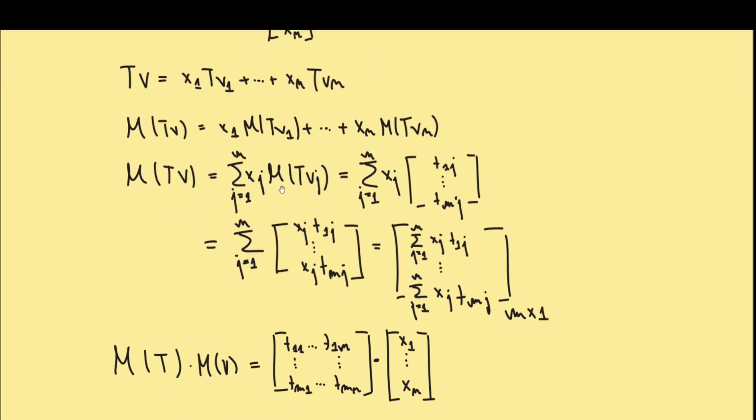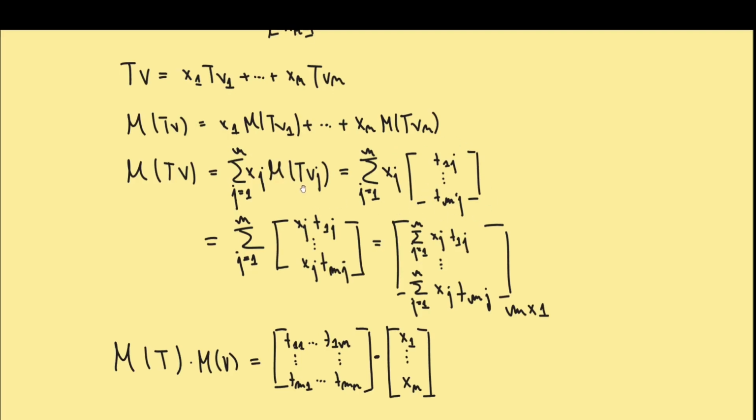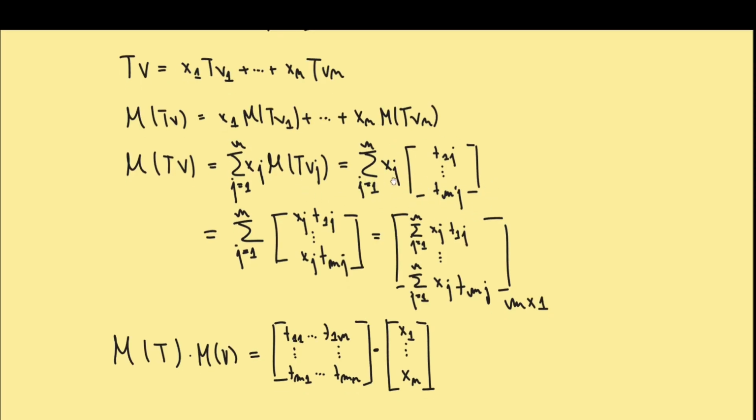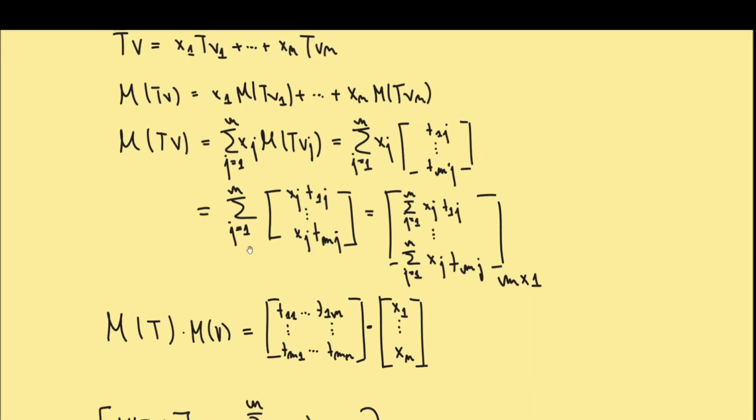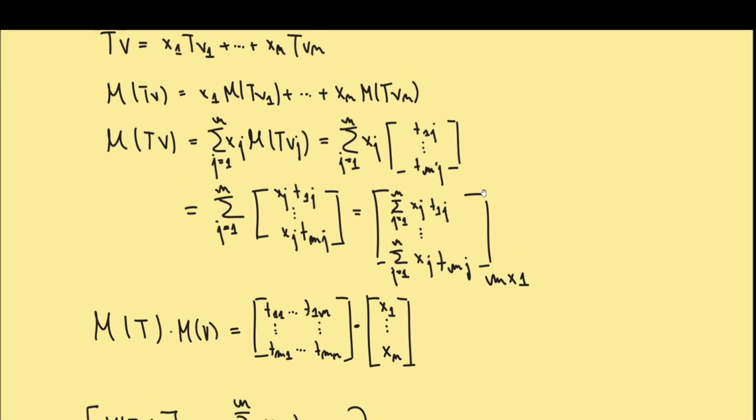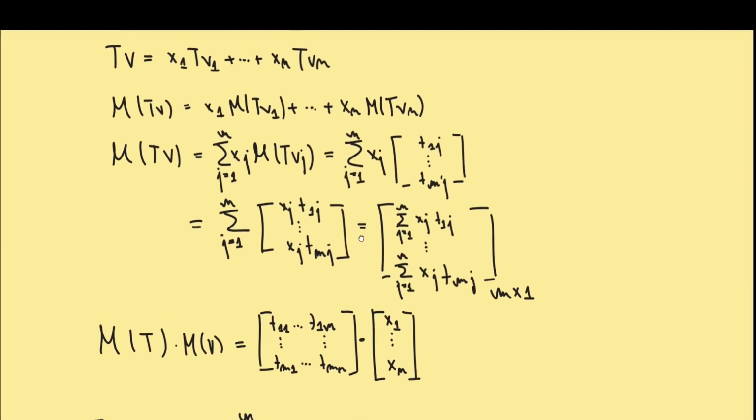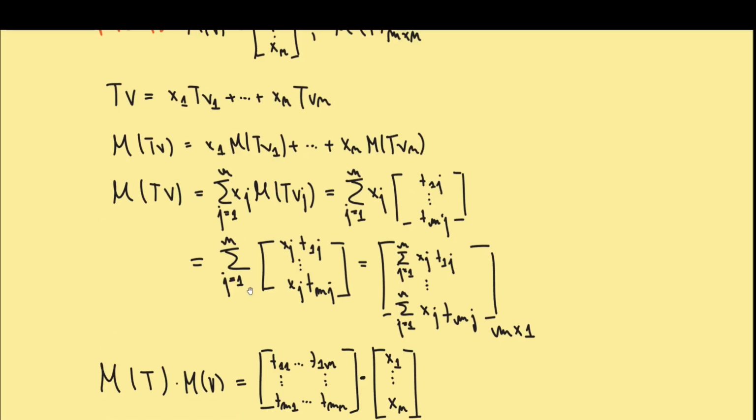So now each of these is of this form. So it's the jth column. The jth column looks like this, and we add up all of this. So I multiply my appropriate scalar with this, we get this. And now when we sum up all of these, we get this matrix over here of dimension m times 1, where these sums are the entries of the matrix. So this is M of T V.